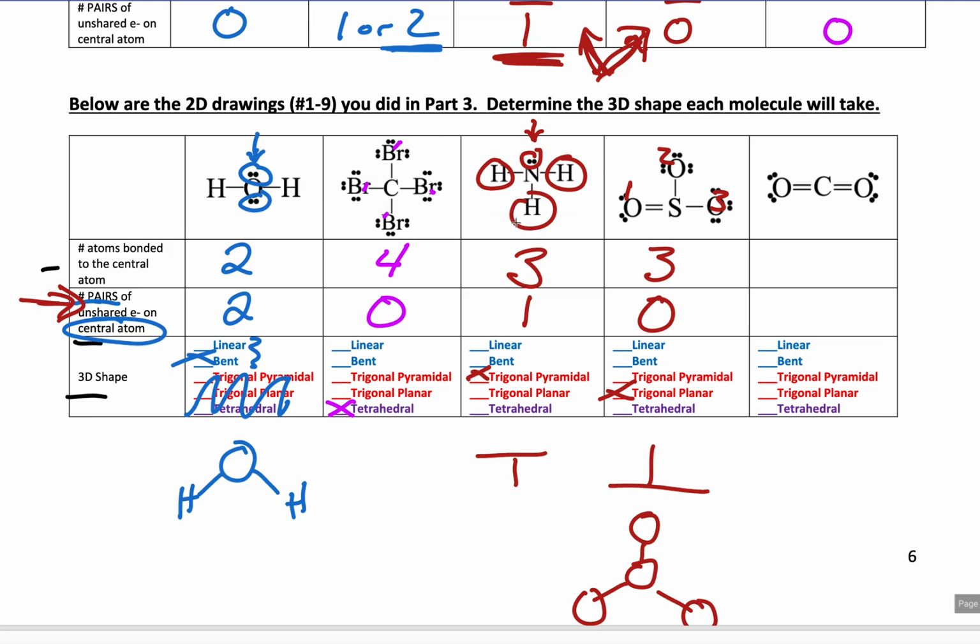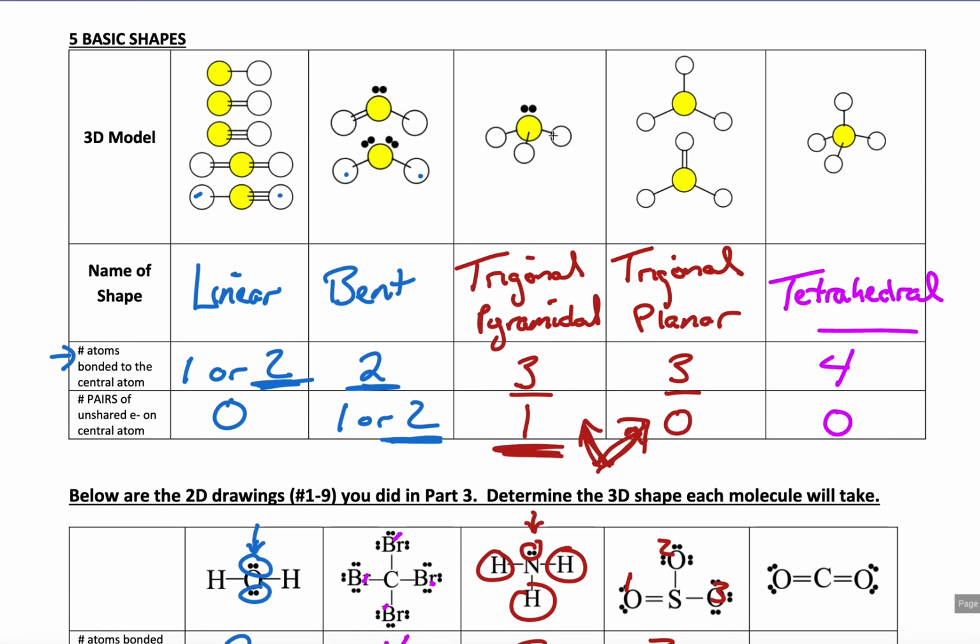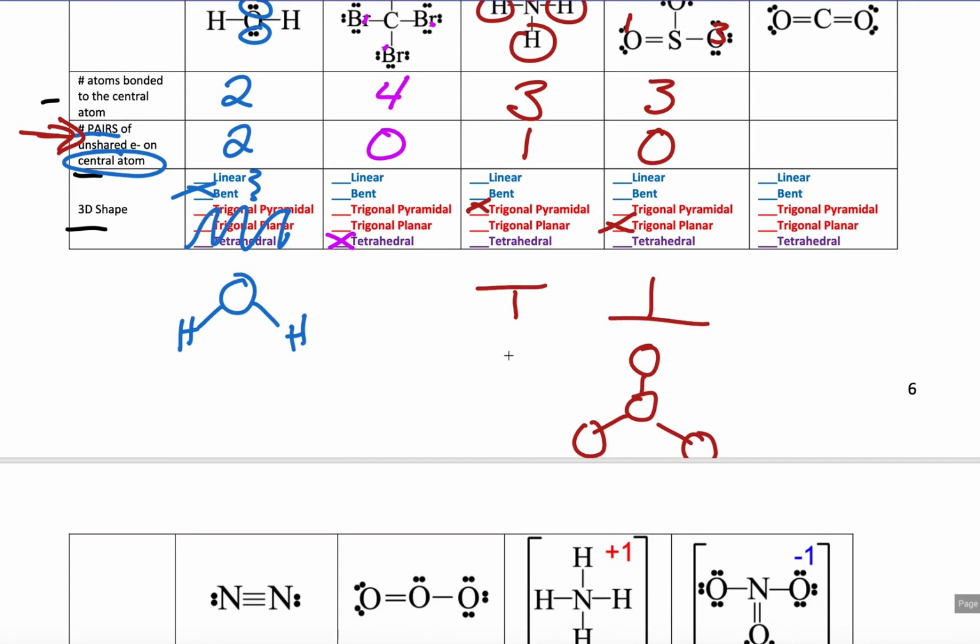But if I say draw this in 3 dimensions, you would have to make it look like a pyramid. You would have to make it look like this. The center atom would have to be up high, and then the other guys would have to form the base of the pyramid. So they look different.